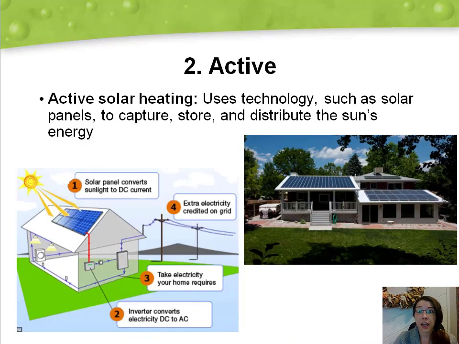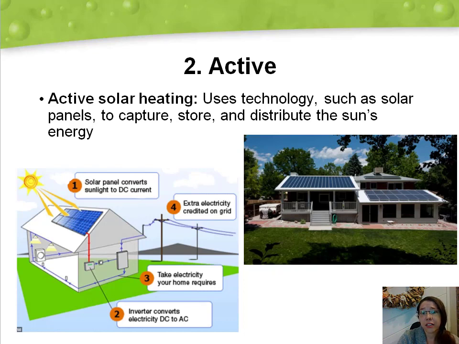All right, next, active solar heating. So of course this is going to be active, meaning that there's effort being put into it, or energy being consumed when we do this. So it's going to use technology such as solar panels to capture and store and then distribute the sun's energy. So in our image here, we have the solar panels that we're accustomed to seeing by now. You can see it on a real home on the right, or on a cartoon version on the left.